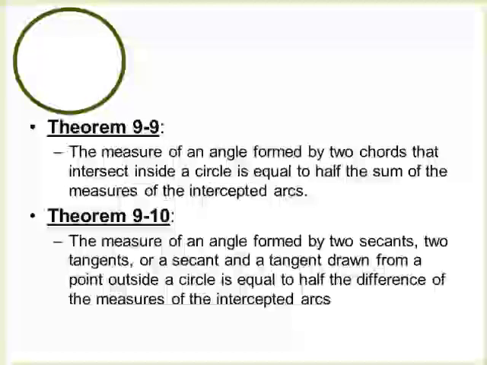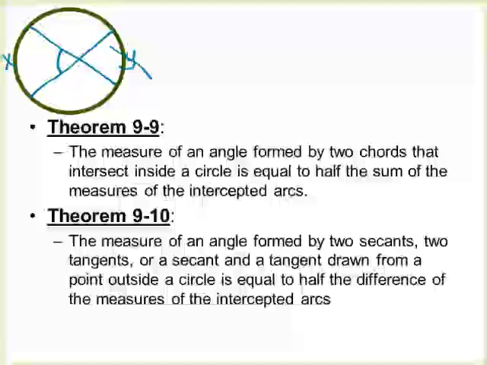We've got a circle. We've got two chords that intersect inside, and they form really four angles, but we'll just focus on one of those angles. It says the measure of that angle is equal to half the sum of the measures of the intercepted arcs. So that means the arcs that they cut off. So we'll call this arc X and this one over here Y.